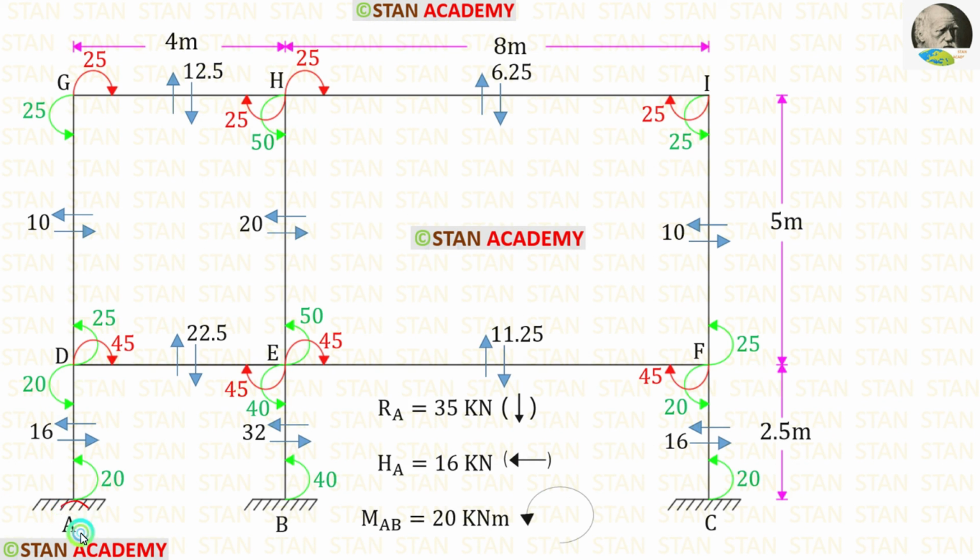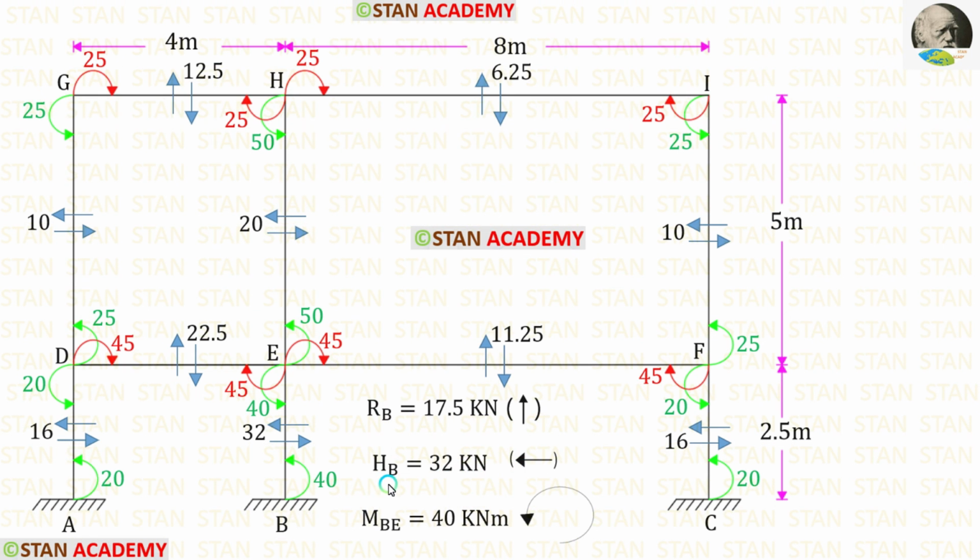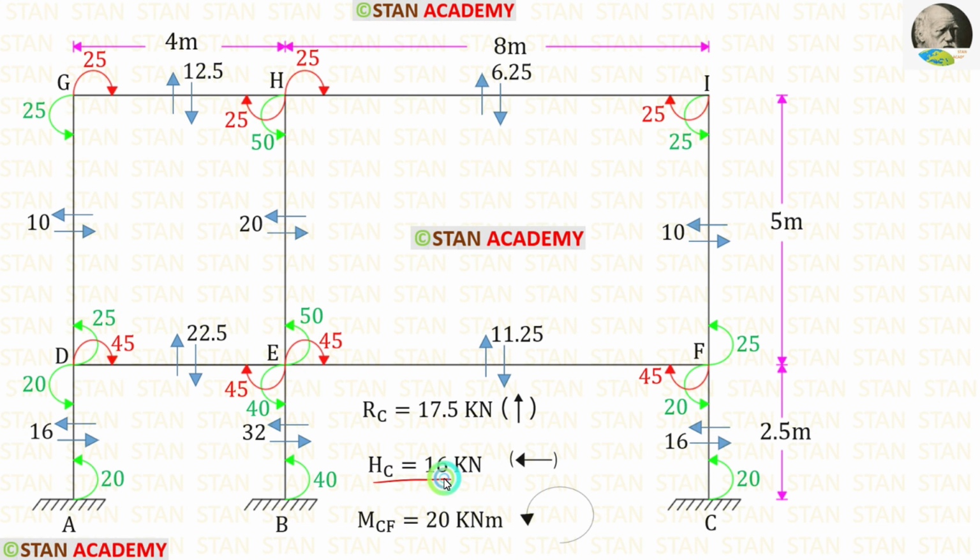In the fixed end A, we have found RA and the moment MAB. Let us find the horizontal reaction HA. This force is acting towards the right side, so HA should be acting towards the left side. In the similar way, we can find HB and HC.